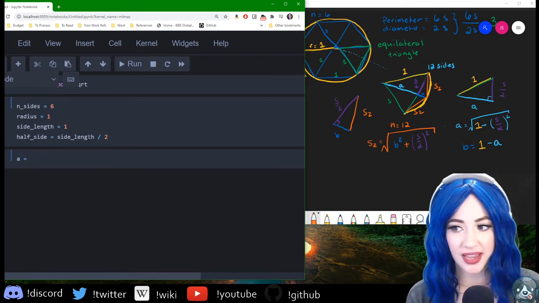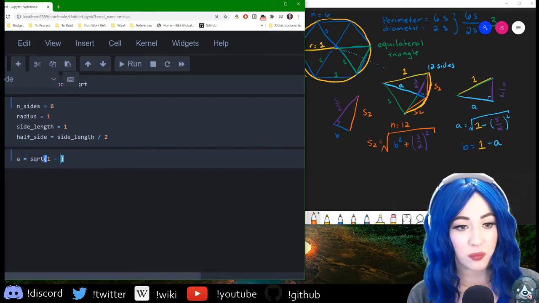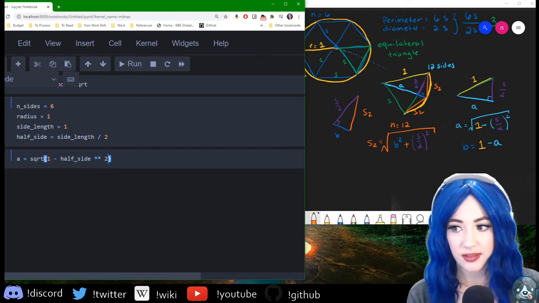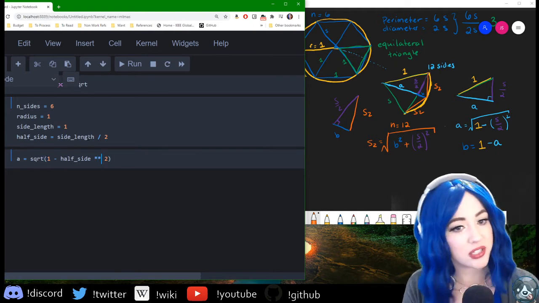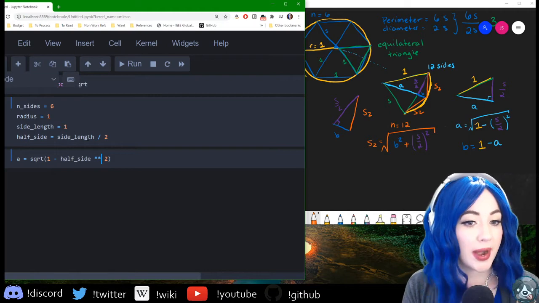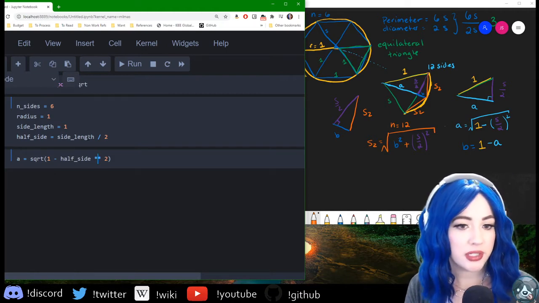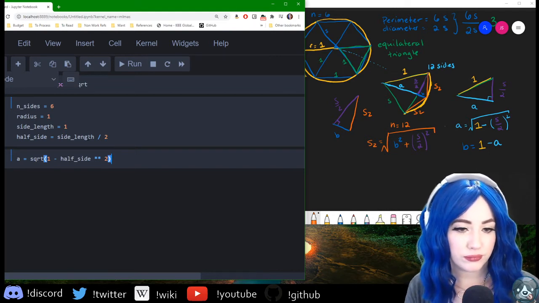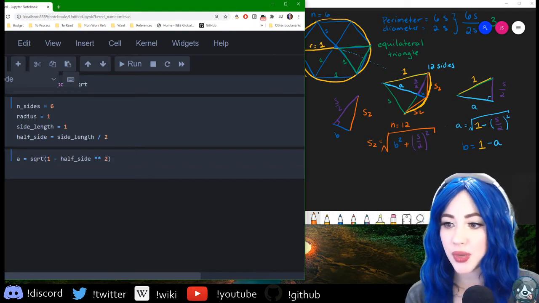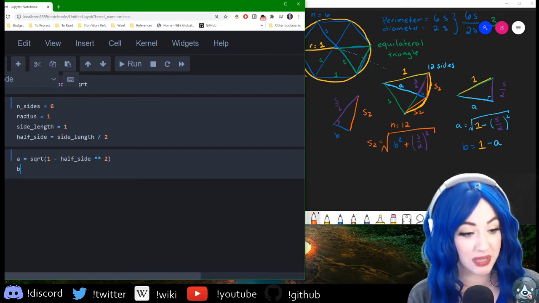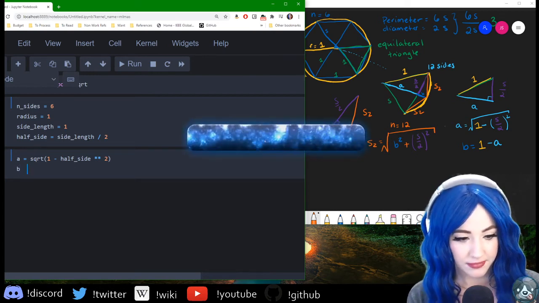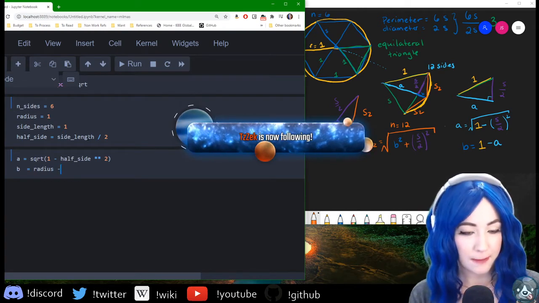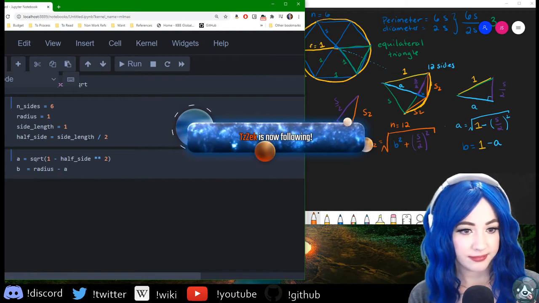How do we define A? We defined A as the square root of 1 minus our half side squared. And don't worry about this double star. That's just Python lingo for squared, or to the power of. So half side to the power of 2. And then we need to define B. B is our radius minus A. So now we have B.